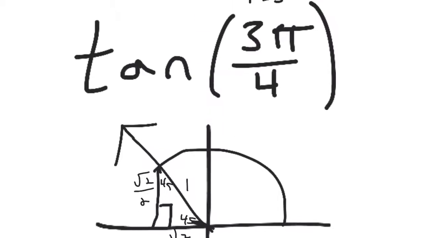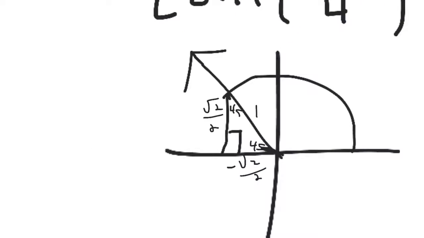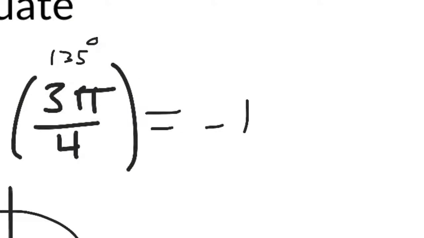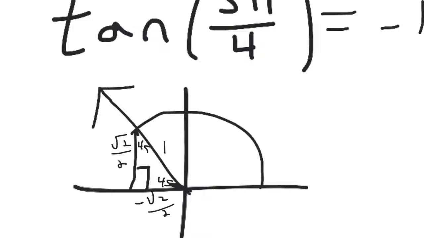But now that we've drawn a reference triangle, now we can answer that question. They're looking for a tangent of 135, which means you need to tell them the opposite divided by the adjacent of your reference triangle. And that's -1 because square root of 2 over 2 divided by negative square root of 2 over 2 just gives you -1.